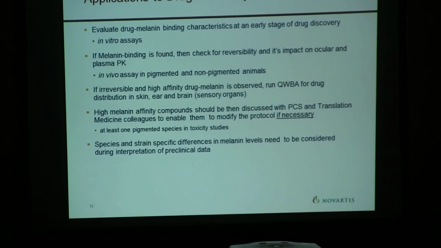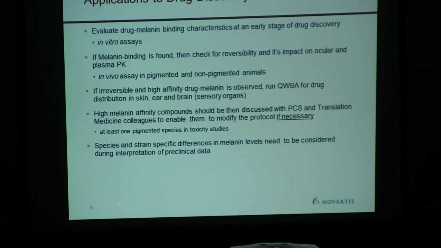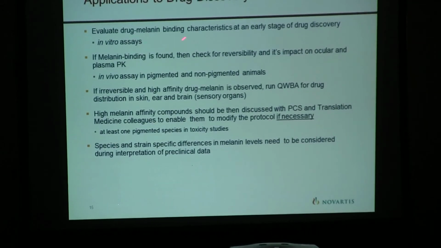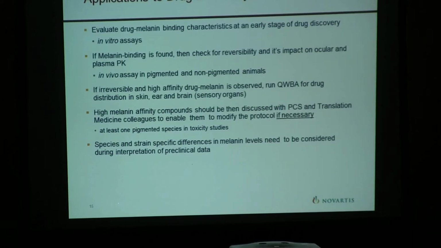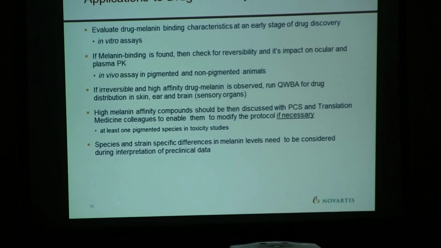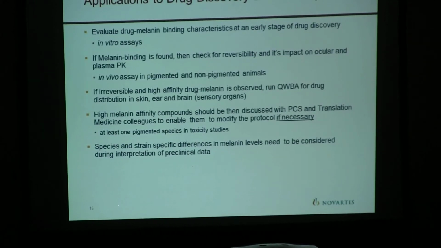As far as the take-home message is concerned, or how do we use this data, the key applications of these findings to drug discovery or development are, first, I think it's very important to look at the drug melanin affinity early in the discovery space, and you can utilize in vitro assays. If you find that a drug has high affinity for melanin, then you can check it for its reversibility and what would be the impact on ocular PK and plasma, where you can do in vivo studies.